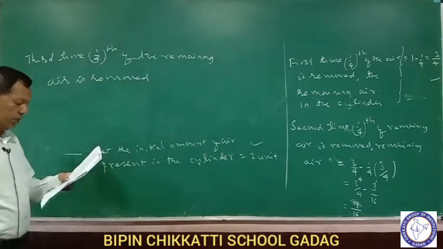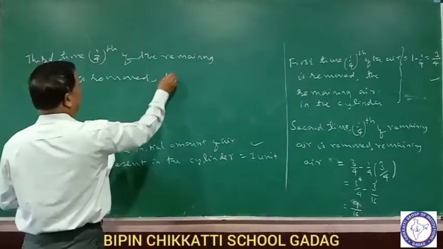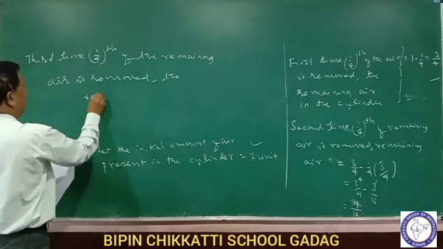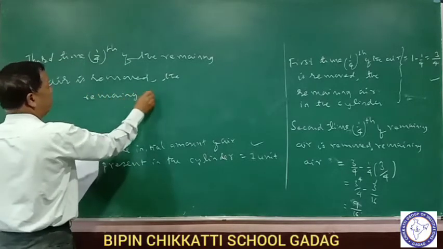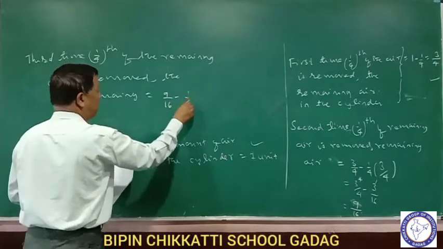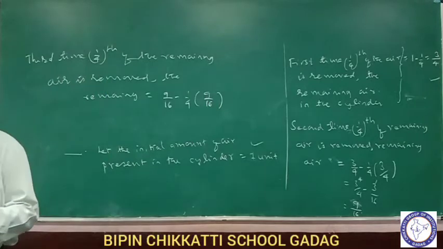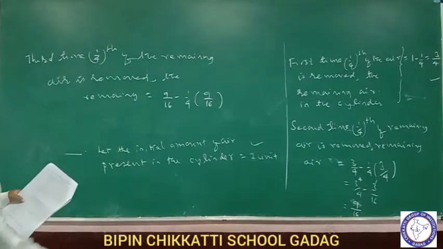And here you have to see that the remaining area is equal to... The remaining is equal to what? What is it? 9 by 16 is already there. So 1/4 of remaining. Remaining is 9 by 16. So here you have to see the simplification.